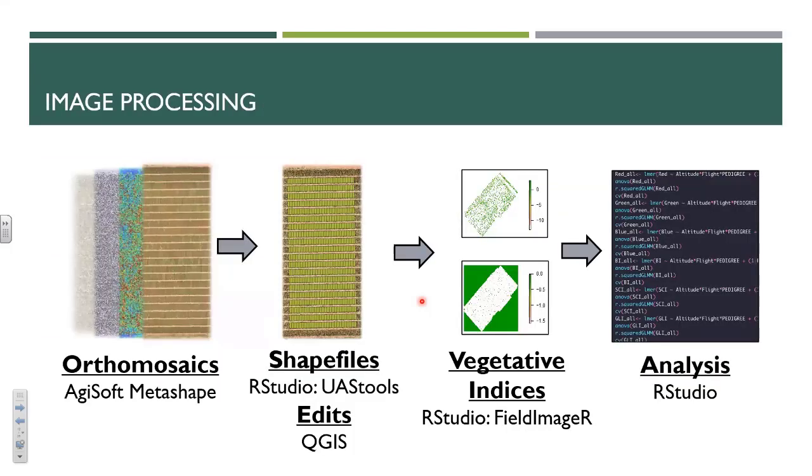For processing all the imagery, we went through and first created orthomosaics in AggieSoft Metashape. Then in RStudio with UAS tools, we created shapefiles. All those shapefiles had a small plot buffer just so we weren't getting the edges of the plots. Edits were done to the shapefiles in QGIS. And then vegetative indices were extracted in FieldImageR, which is a package in RStudio. And then finally, analysis was done also in RStudio.